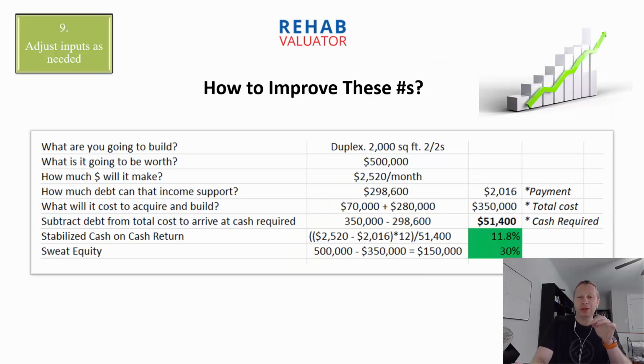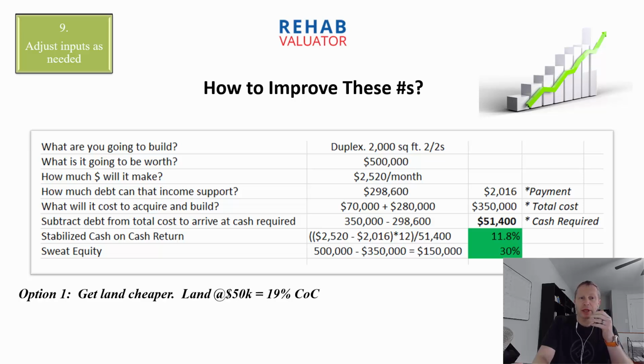But look, if these numbers aren't good enough for you, if you say 11.8% cash on cash return is not good enough for me, which I think you'd be wrong, and I'll show you why in a second, there are levers you can press here to improve these numbers. Go renegotiate your land. Get land at $50,000. Your cash required goes down to $31,000, and your cash on cash jumps up to 19%. Very simple lever you can press.